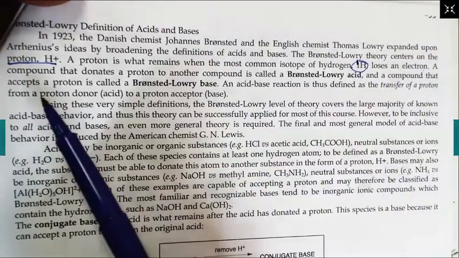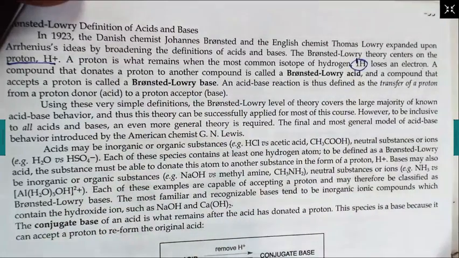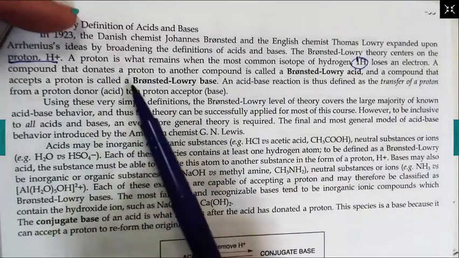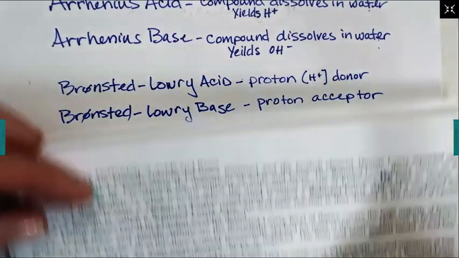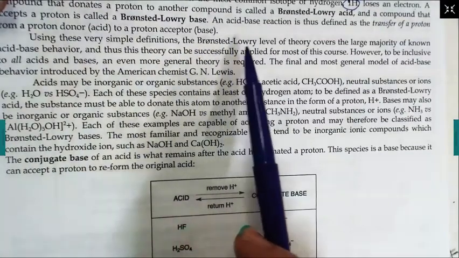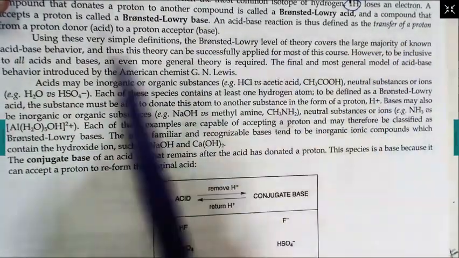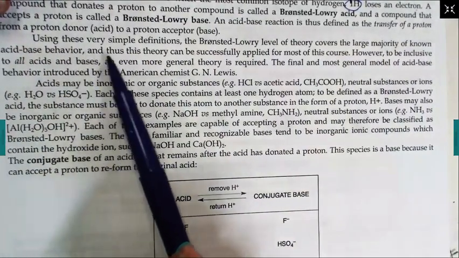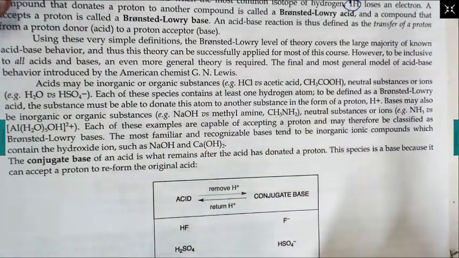A compound that donates a proton to another compound is called a Bronsted-Lowry acid, and a compound that accepts a proton is a Bronsted-Lowry base. Using these very simple definitions, the Bronsted-Lowry theory covers the large majority of known acid-base behaviors. Thus, this theory can be successfully applied for most of this course.